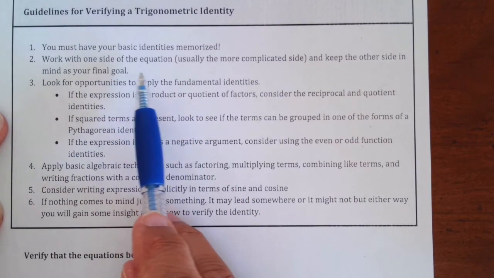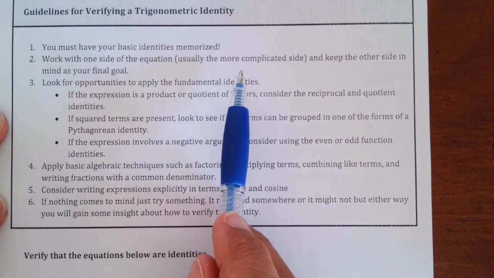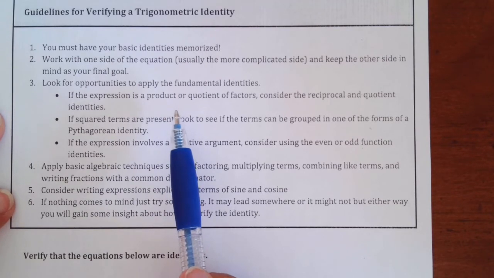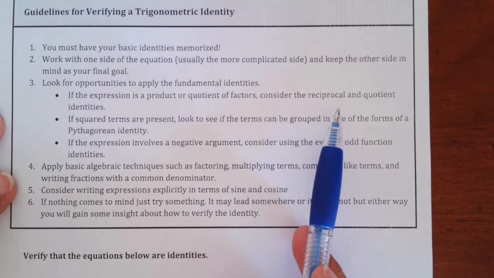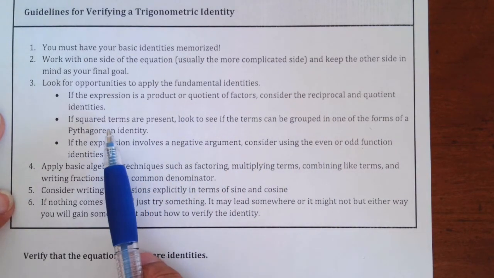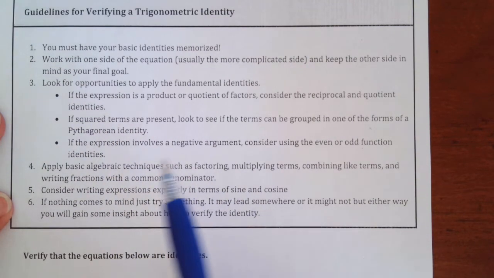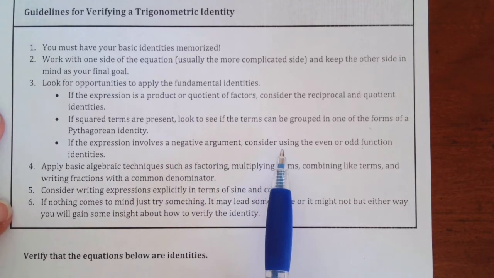Now, the big thing is that you have to work with one side of the equation only. So when you do a proof, verifying, you can't work with both sides. So I always say choose the more complicated side and then try to get it to look like the simpler side. All right, so same thing we've been doing. Look for opportunities to apply your fundamental identities. Change everything. If you have quotients, consider the reciprocals, change them to sines and cosines like we were doing. If you see a square term, think about your Pythagorean identities. If you have a negative argument, then you're going to change it up by using your even and odd properties.